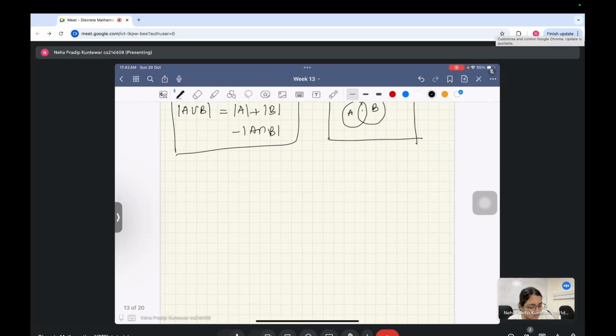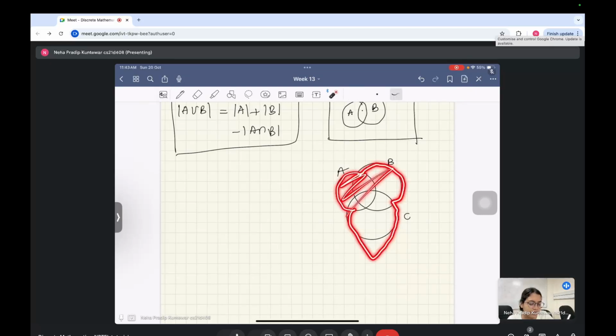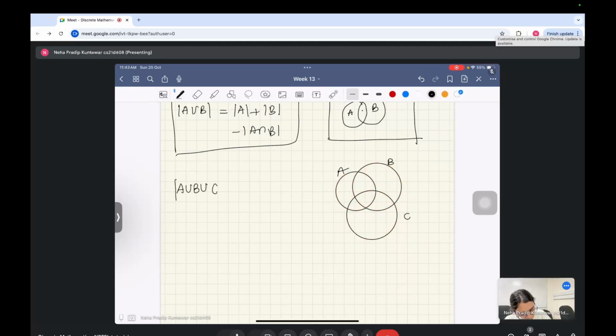But let's say I have three sets. So I have A, B and C. This is A, this is B and this is C, and I want to find the value of the union of all of them, that is A union B union C. So I'll simply add the three quantities: size of A plus size of B plus size of C.